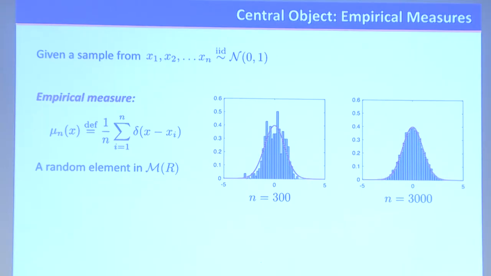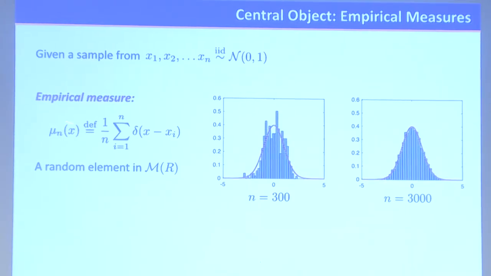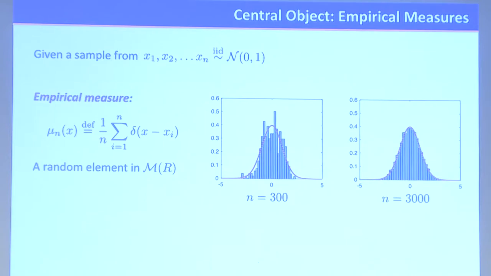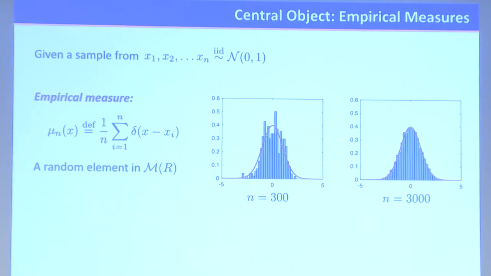But the thing is, if n is very large, then the randomness is not going to be very prominent. Here we show an example, n equal to 3,000. Any typical realization of this empirical histogram is going to look a lot like the Gaussian distribution. So it's not hard to imagine that if you let n go to infinity, then, morally speaking, you can treat the empirical measure as the Gaussian PDF.